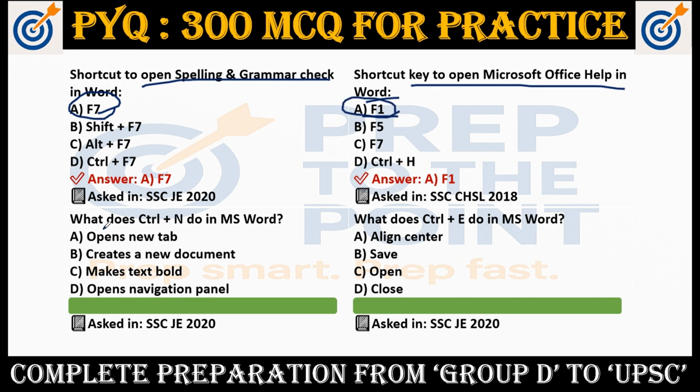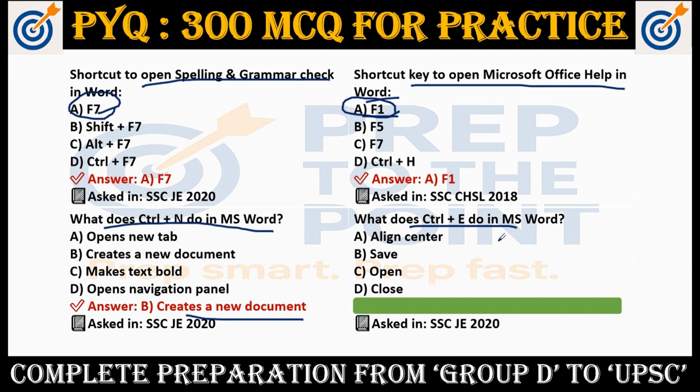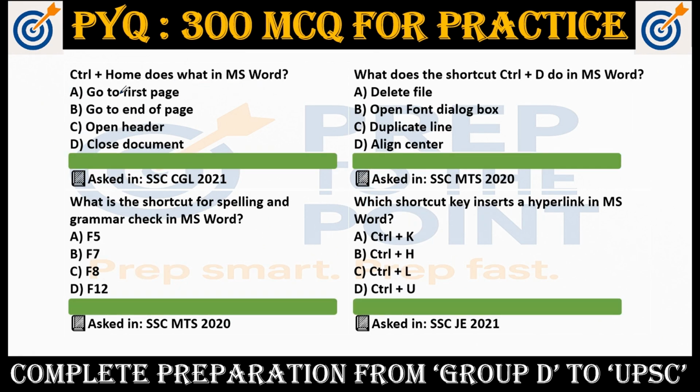What does Ctrl plus N do in MS Word? Creates new document. Ctrl plus N creates new document. What does Ctrl plus E do? Align center. Ctrl E align center. Ctrl plus Home does what in MS Word? Go to first page. Ctrl plus Home go to first page.